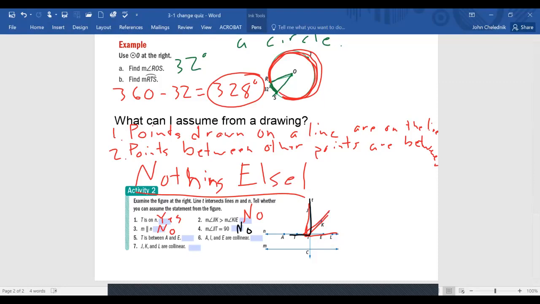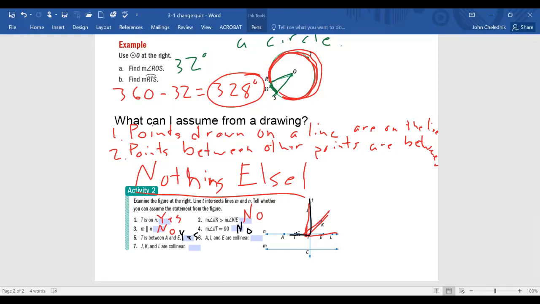T is between A and E. Well, there's point T, and it looks like it is between A and E. So is that one of the rules? Oh, yes, that's rule number 2. So that's a yes. That is allowed. It appears to be between the 2 other points, and according to rule number 2, that means we can actually say that it is between the 2 other points.